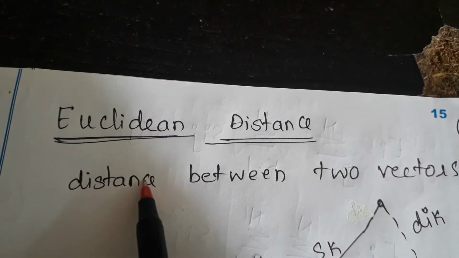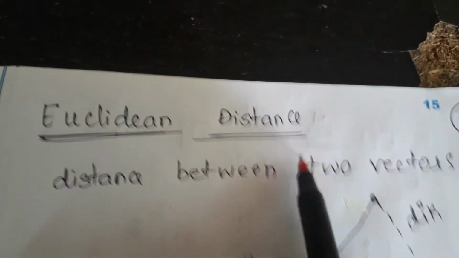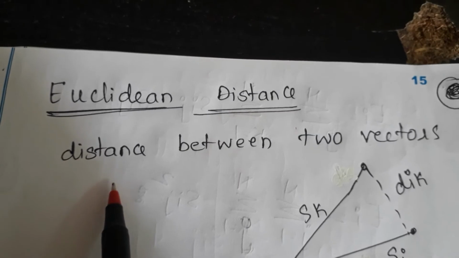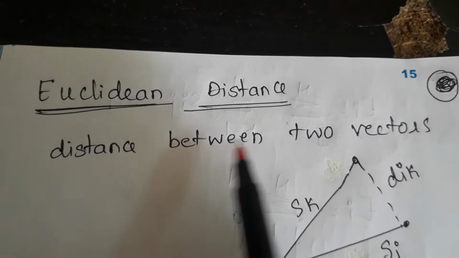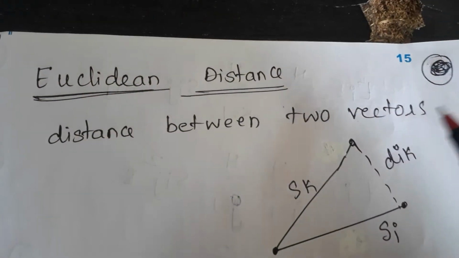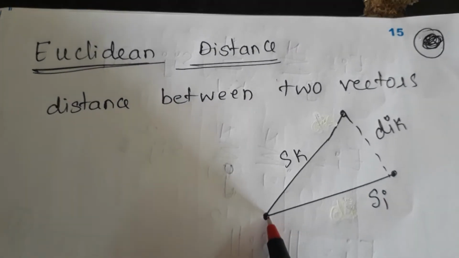I'm going for the next topic, Euclidean distance. So what is Euclidean distance? The distance between any two vectors. So what I have got? I have got the center point.